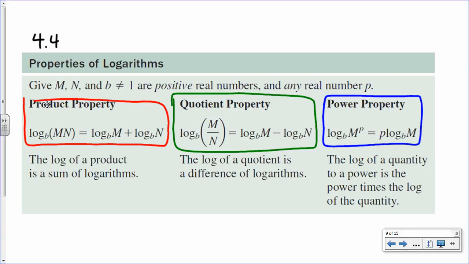Okay, so these relate to properties of exponents. When you multiply a common base of exponents, you add their exponents. Here, if you're taking the log base b and you're multiplying two things inside the log, you can separate them, you can expand them by addition. Division, you can expand by subtraction. And then the power property: if you have log base b of m to the p, you can move this exponent out front by multiplication.